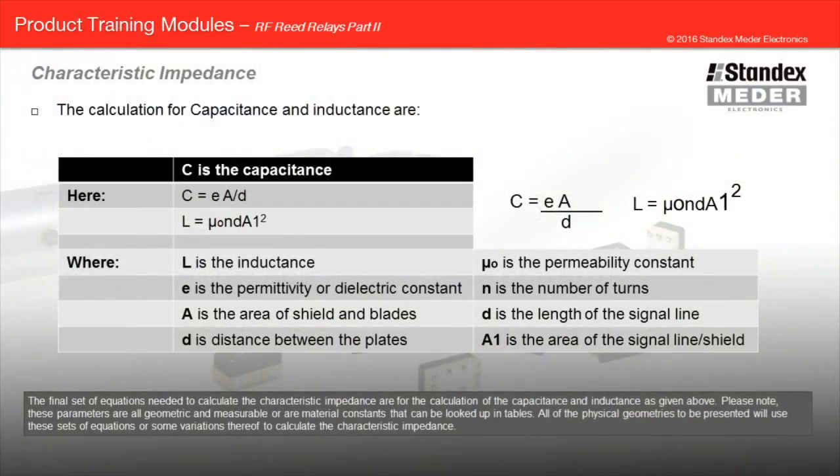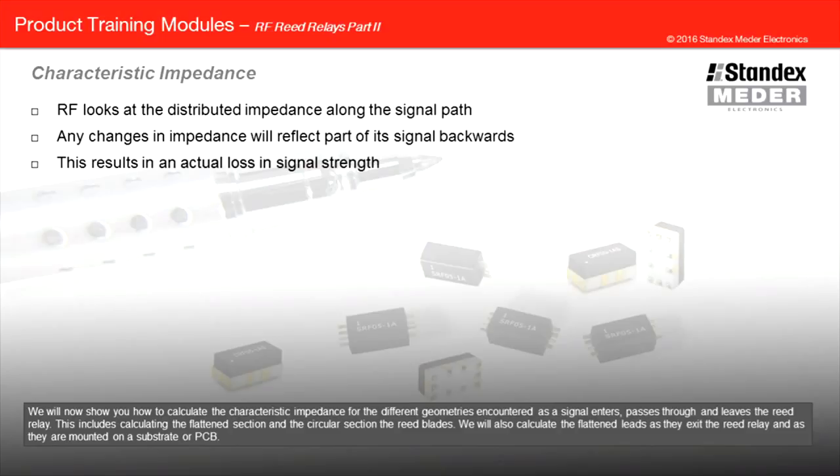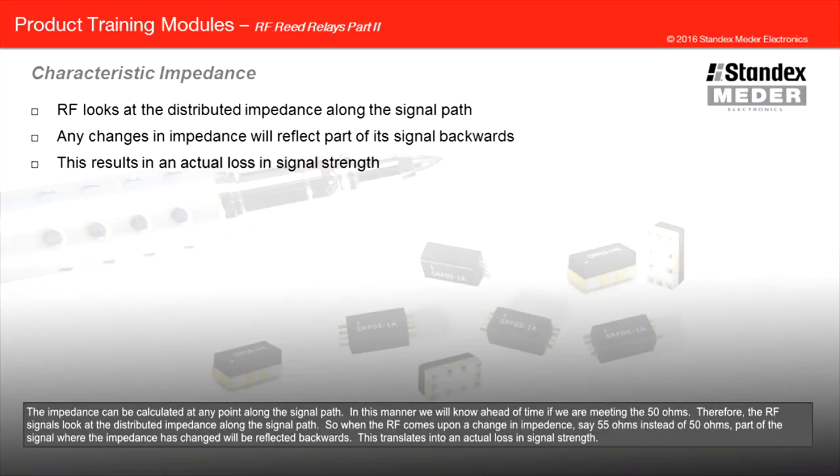The final set of equations needed to calculate the characteristic impedance are for the calculation of the capacitance and inductance as given above. Please note, these parameters are all geometric and measurable or are material constants that can be looked up in tables. All of the physical geometries to be presented will use these sets of equations or some variations thereof to calculate the characteristic impedance. The impedance can be calculated at any point along the signal path. In this manner, we will know ahead of time if we are meeting the 50 ohms.